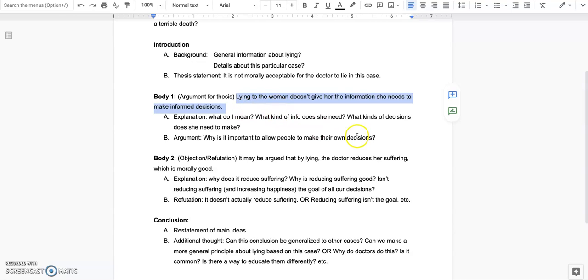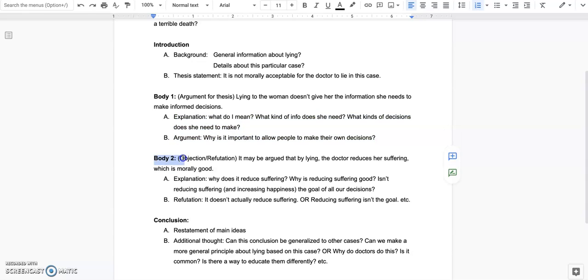Just like any time I'm arguing something, I need to explain what I mean, and I need to argue for it. I need to give you a reason or many reasons. I need to provide evidence. I need to give an example. I need to persuade you that this is the right position.